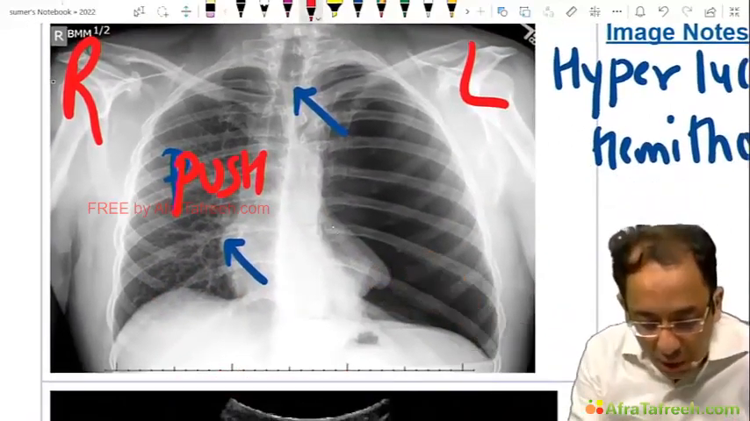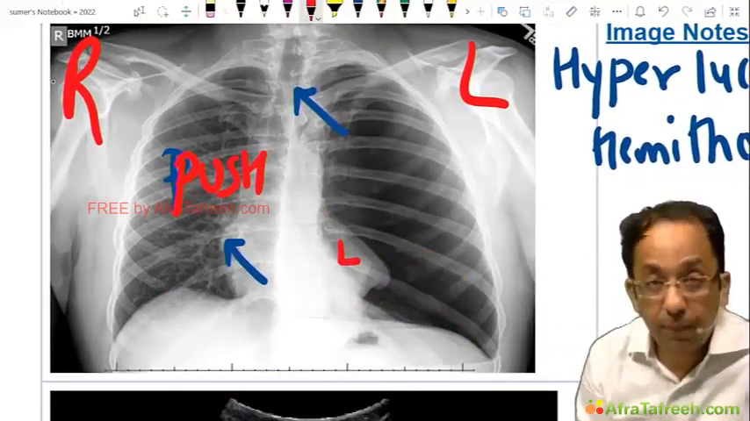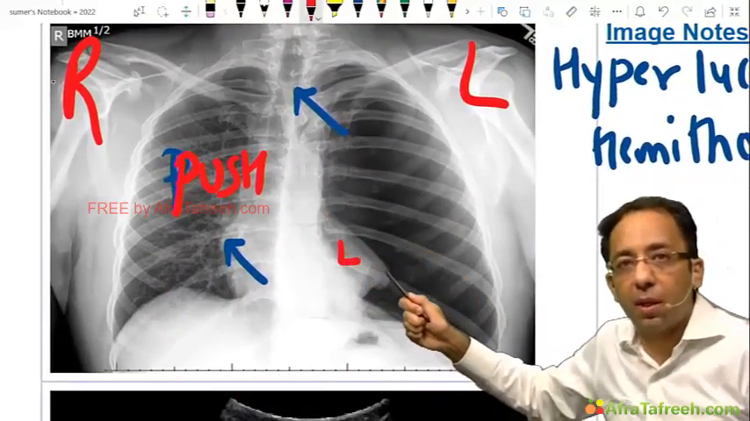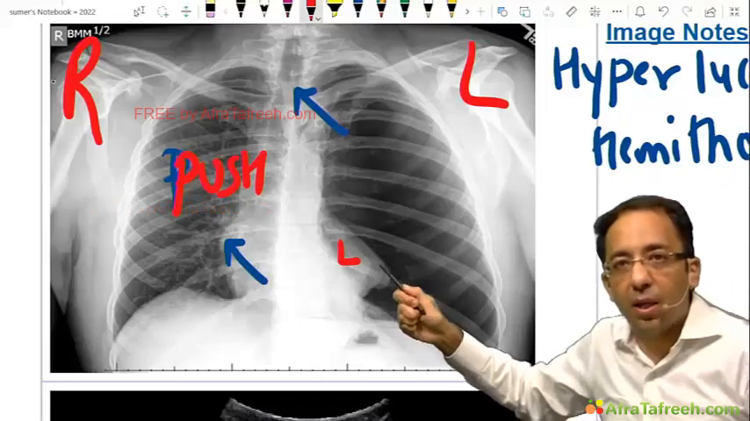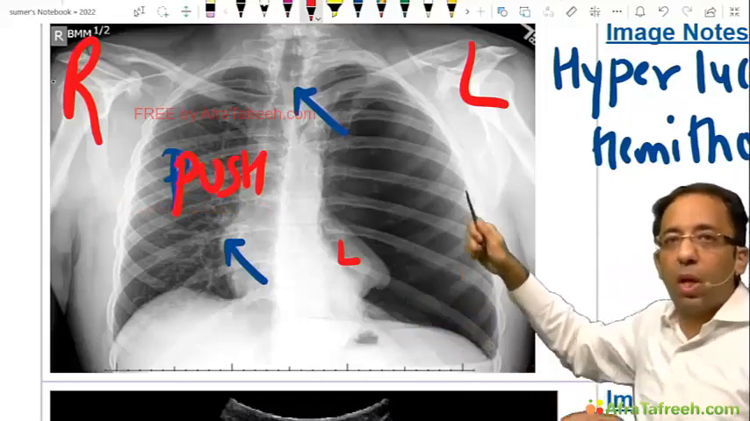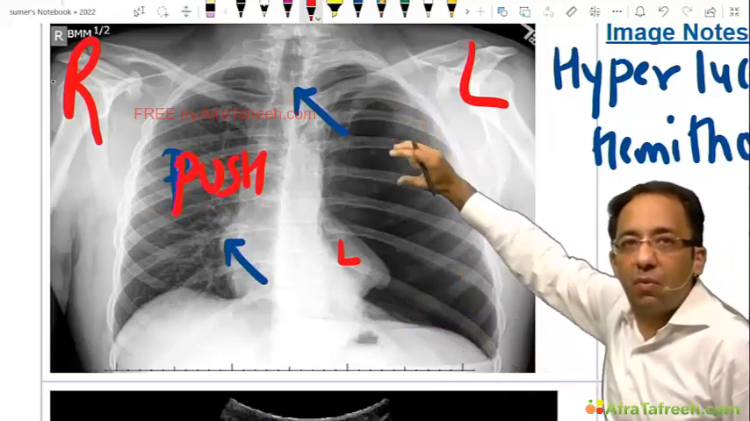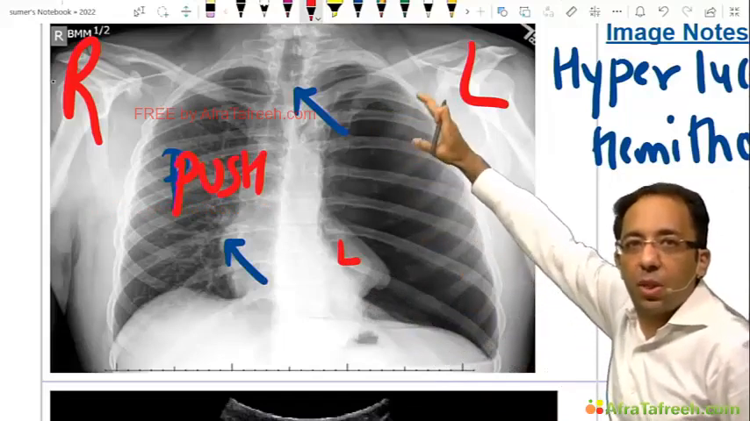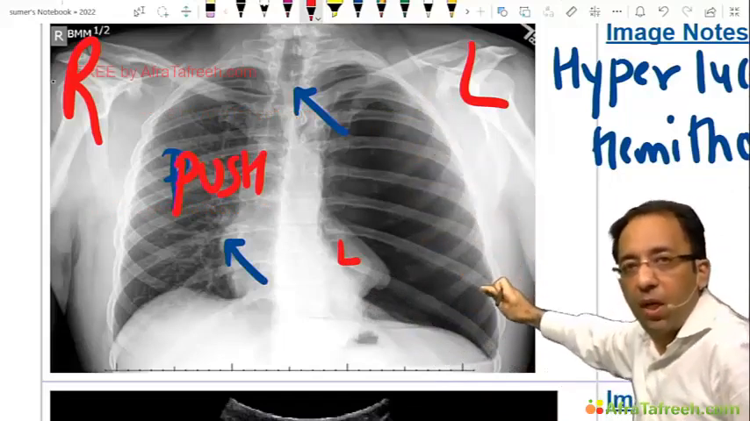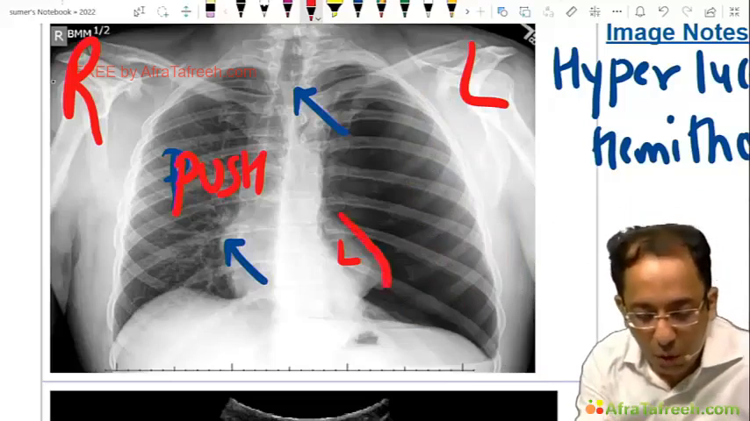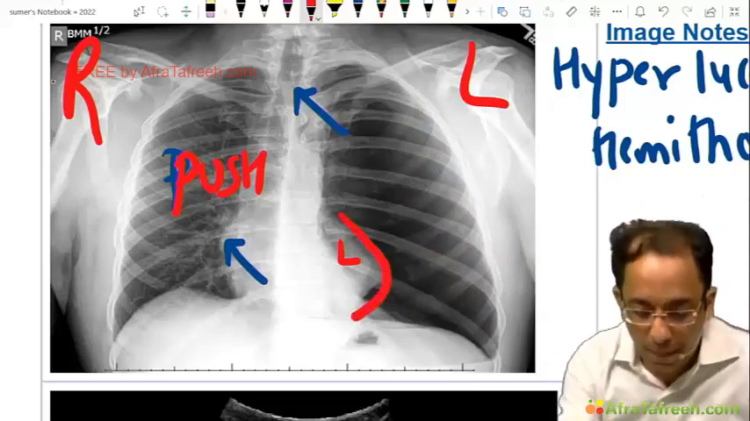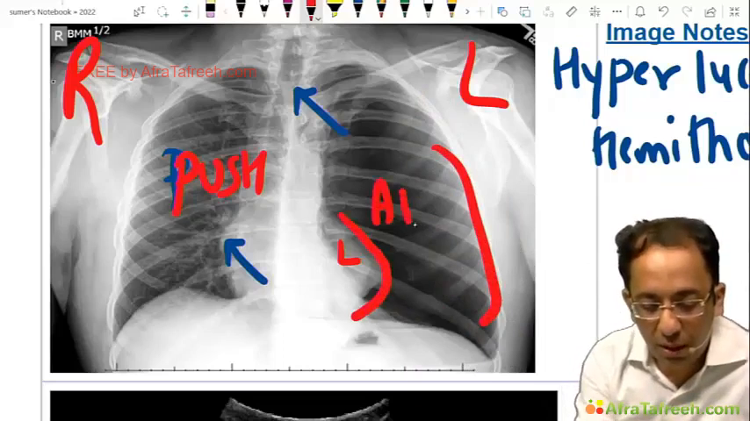And you can see this white area sitting here. This is your collapsed lung. The underlying lung has collapsed. So pneumothorax is, you can even see the ribs are all widened. You can see this is the area where you have the parietal pleura. This must be your visceral pleura. In between you have the air.